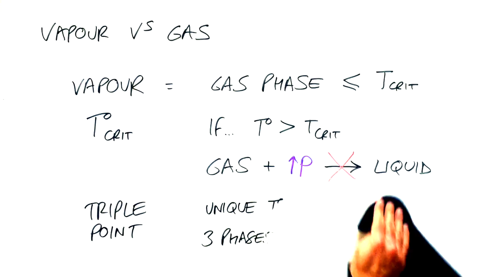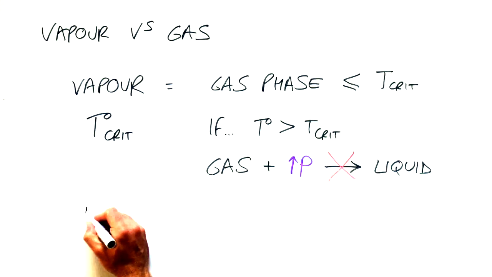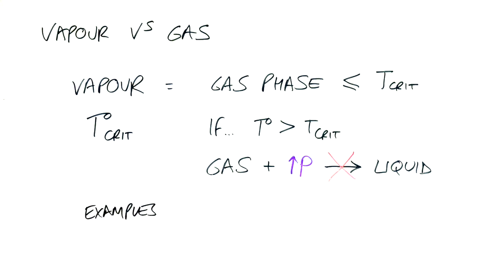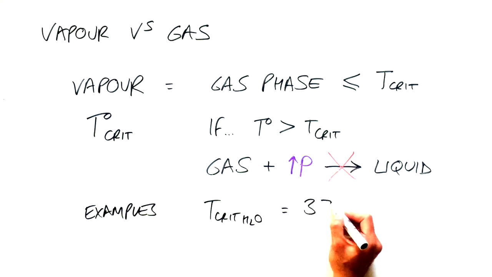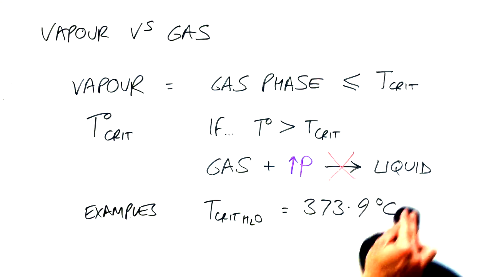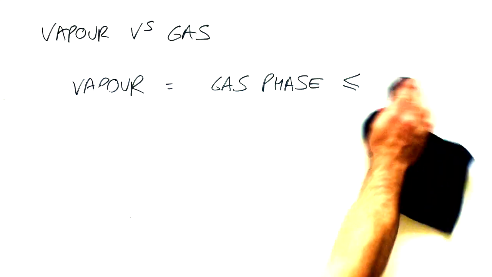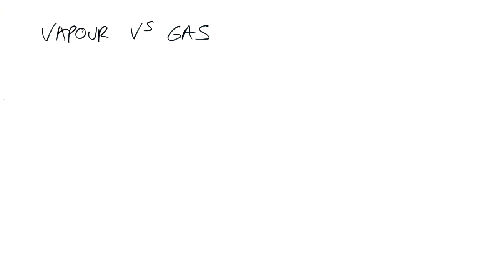And critical temperature and pressure is relevant to how we store medical gases. Just for a couple of examples, the critical temperature of water is 373.9 degrees C. For oxygen, it's minus 118.6 degrees C. So above that temperature, oxygen can only exist as a gas, which means that even under high pressure in medical gas cylinders, it exists as a gas, not as a liquid-vapor combo.